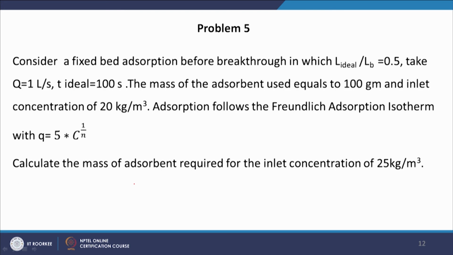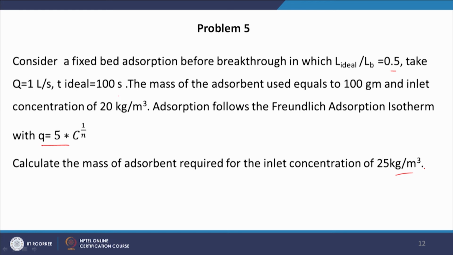Next, problem number 5. The statement is: consider a fixed bed adsorption before breakthrough in which L ideal by L b is equal to 0.5, take Q equal to 1 liter per second, T ideal equal to 100 second, the mass of the adsorbent used equal to 100 gram, and inlet concentration of 20 kg per meter cube. Adsorption follows the Freundlich adsorption isotherm with Q equal to 5 into C to the power 1 by n. Calculate the mass of adsorbent required for the inlet concentration of 25 kg per meter cube.